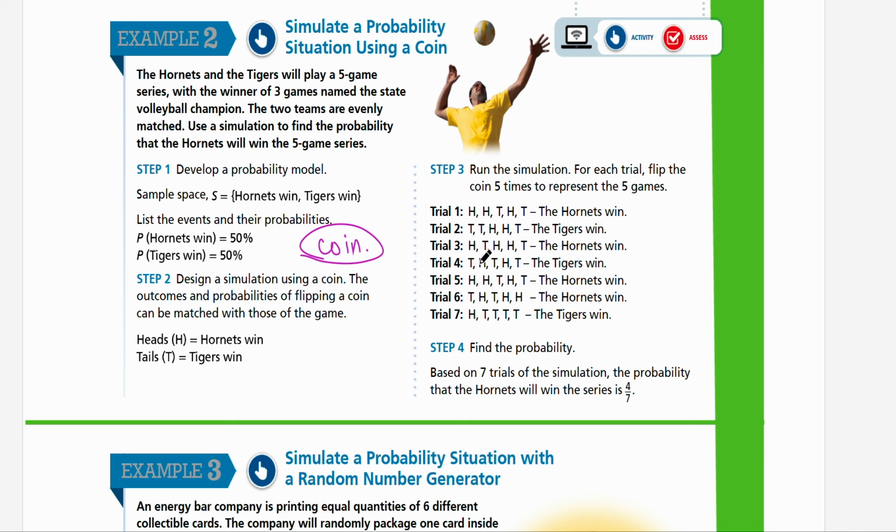So find the probability. We're not counting the whole H and T here. We're looking at the outcomes for each trial. So from these trials, out of 7 trials, we have the Hornets winning 1, 2, 3, 4 times out of 7. So the Hornets have a better chance of winning according to our simulation, but we know it's going to be a 50-50 chance in real life, right? So we really don't know.